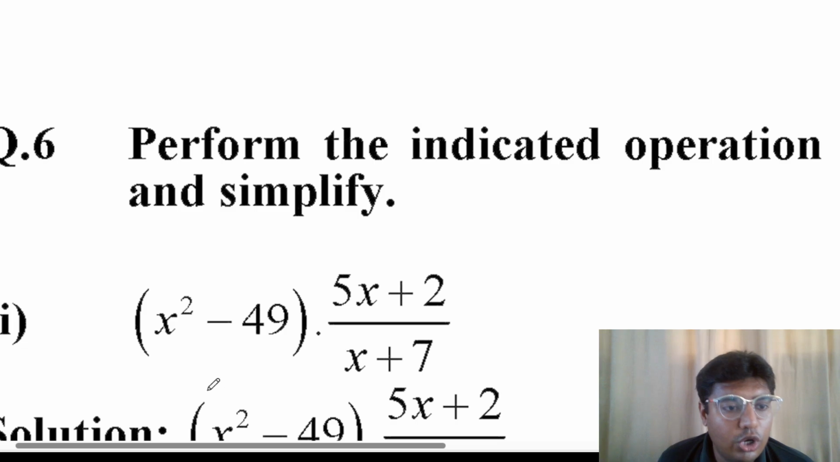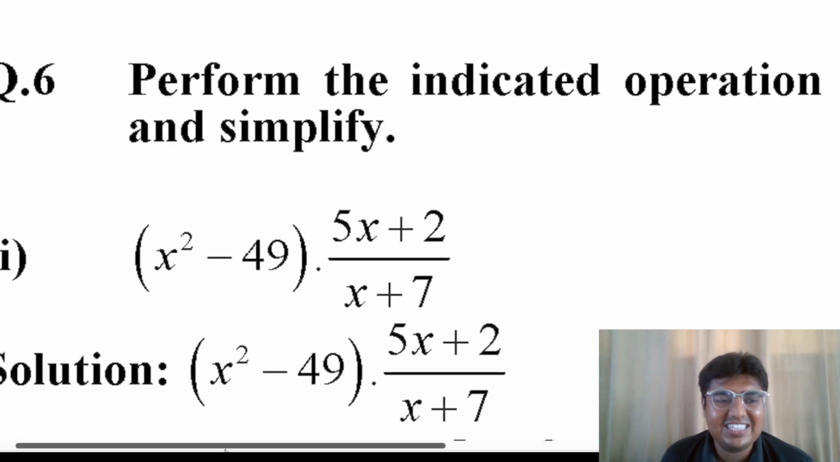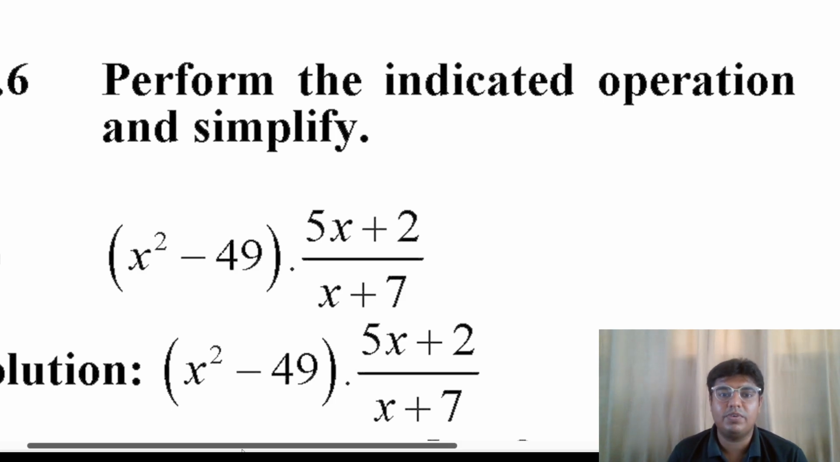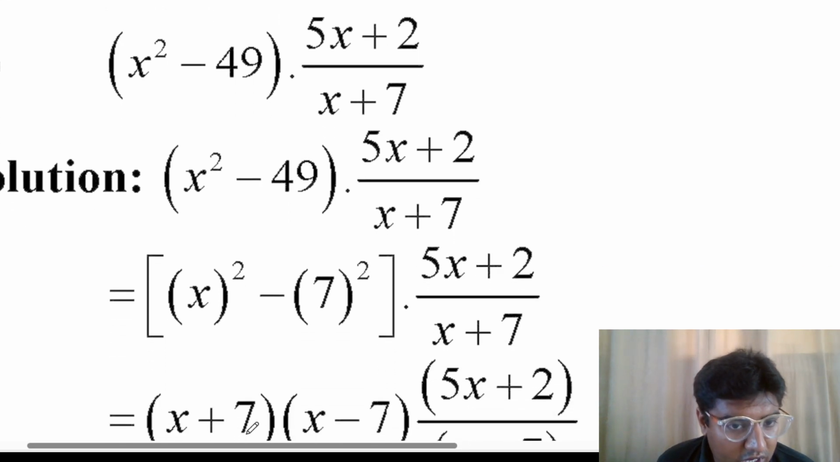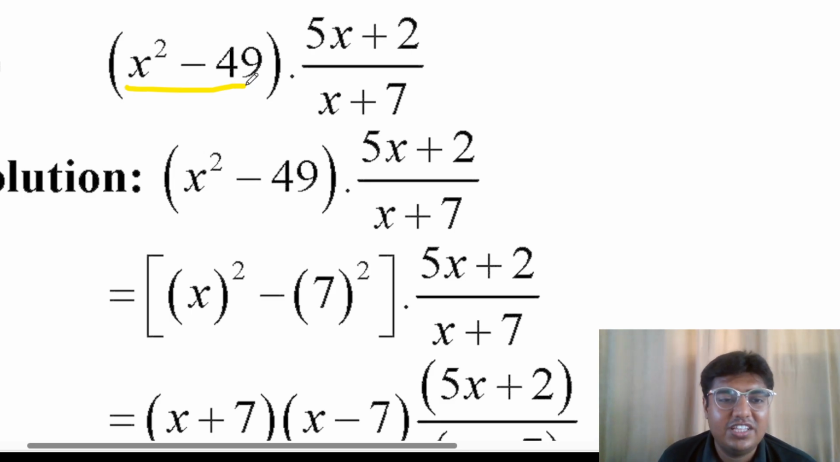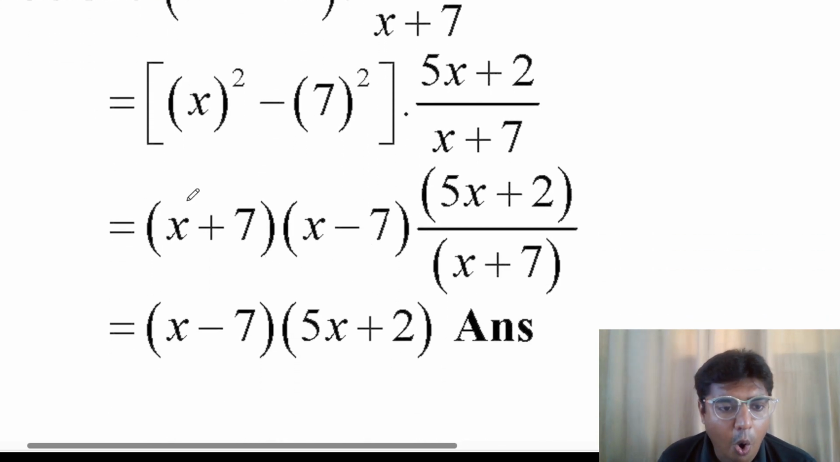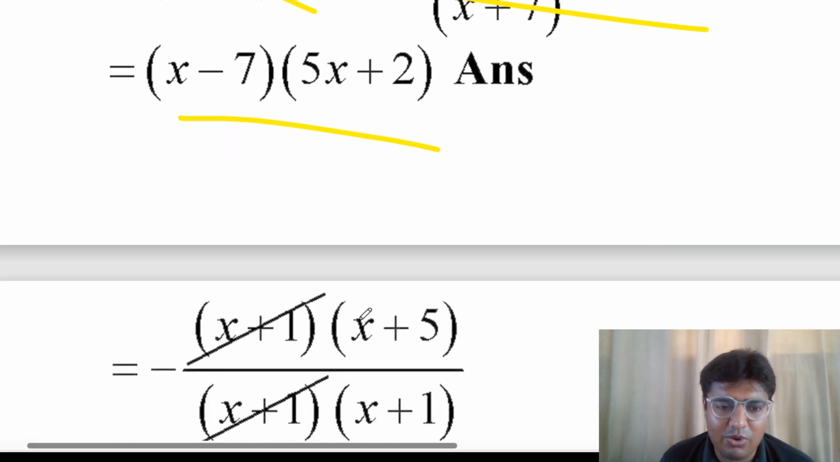Moving towards question number 6, which is a little bit easy. Same procedure, perform the indicated operation and simplify. Okay, students, you know that this is one of the identities. You can write 7 square in place of 49. So it will become x square minus 7 square, a plus b, a minus b. Oh, I can see x plus 7, x plus 7 is going to cancel. So this one is the remaining one.